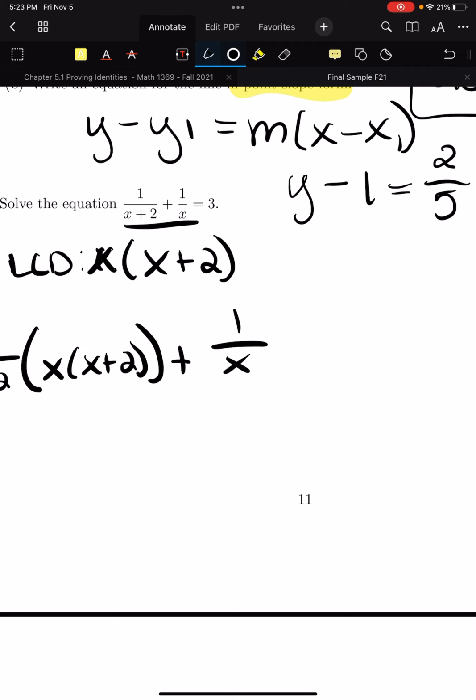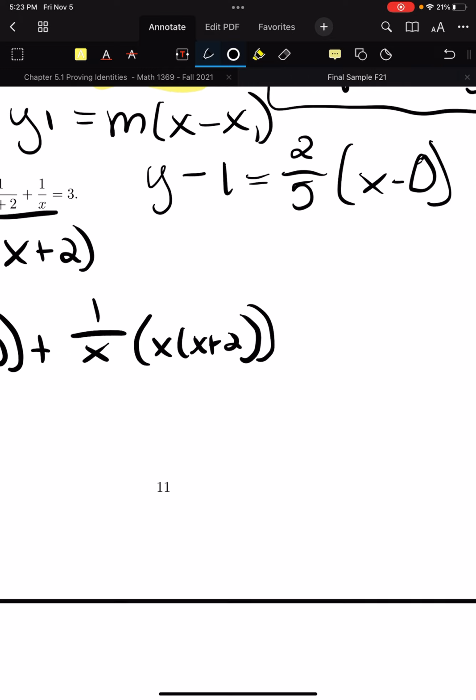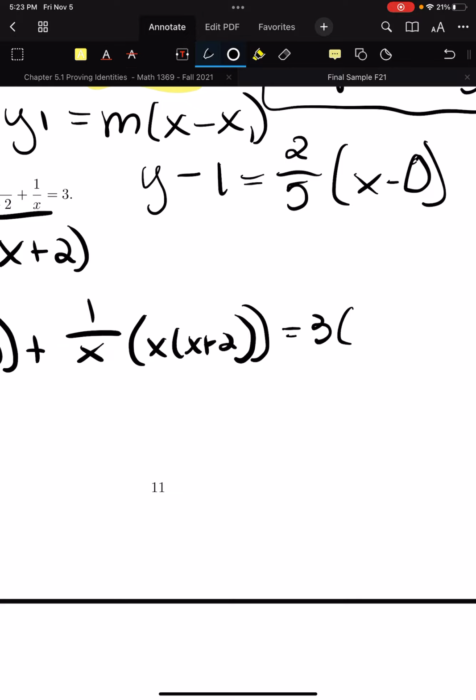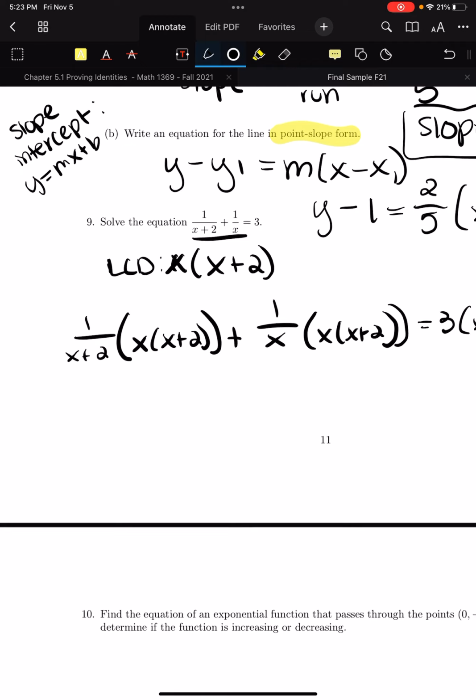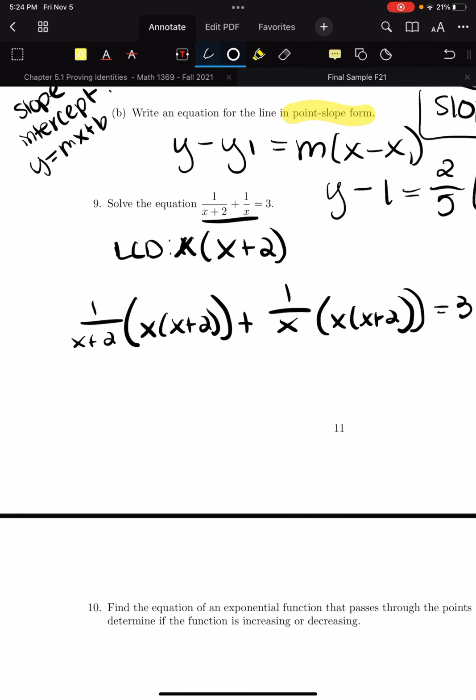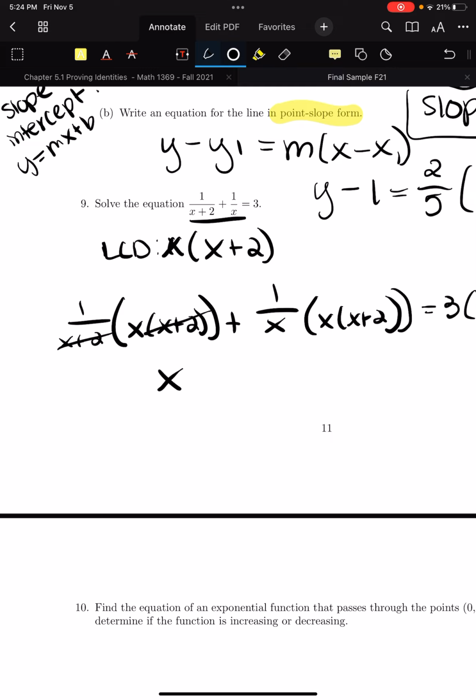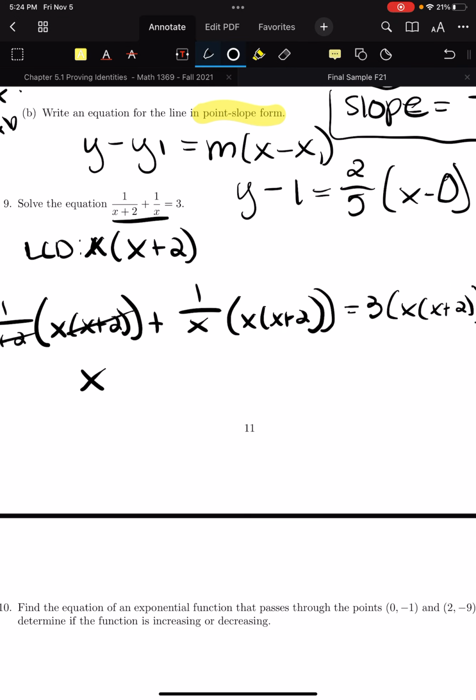Plus 1 over x times x plus 2 equals 3 times x plus 2. And then we're going to look at the left side first. So we can cancel out that x plus 2. And then we're going to be left with x. Going to our next term, we're going to cross out that x because they're both going to cancel out. And then we're going to be left with plus x plus 2.